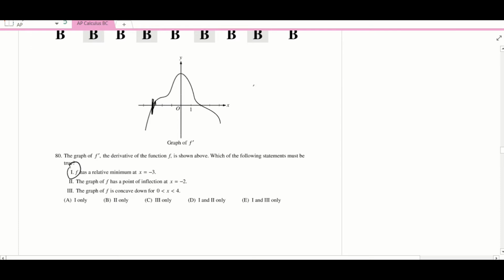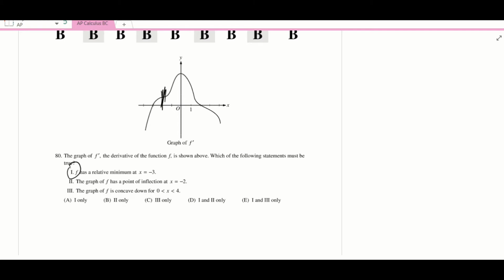What about number 2? The graph of f has a point of inflection at x equals -2. Well, points of inflection happen when the second derivative goes from negative to positive, right?